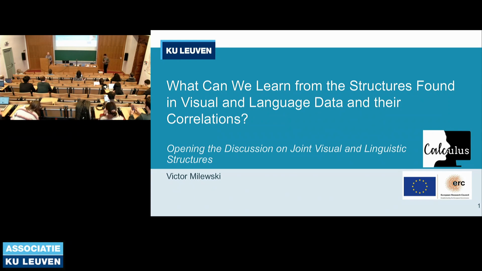All right. Hello, everyone. So I'm Victor, and I'm going to present my latest work, which is what can we learn from the structures found in visual and language data and the correlations. Here we show a bit of an opinion paper. We highlight some of the different areas where these kinds of structures are worked on, and we do a small scale experiment to show a bit of these correlations.